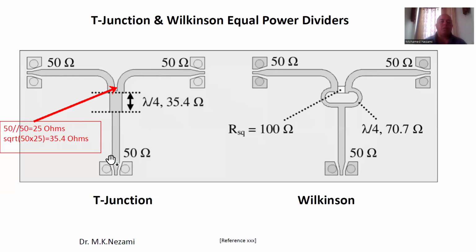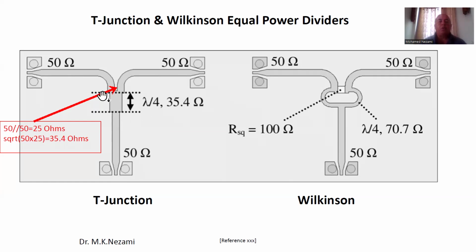The first one here is a T-junction. You can see it's a T-junction basically because of the shape of this. It's like the letter T in English. So what we have is a 50 ohm line, and we have two 50 ohm lines that are going to these here. And of course, at this point in here, you've got 50 in parallel with 50, that's 25 ohm.